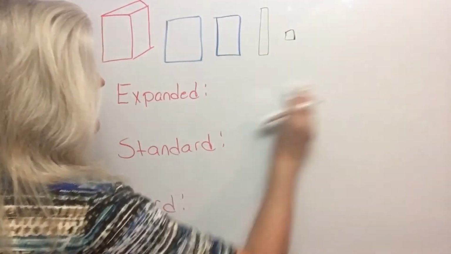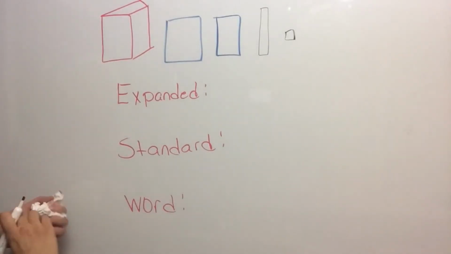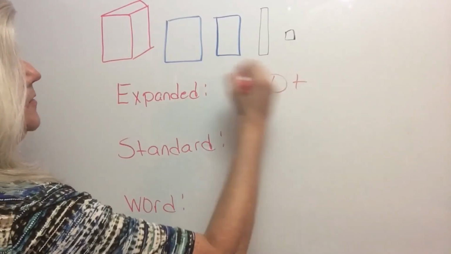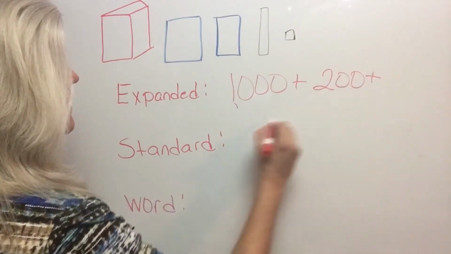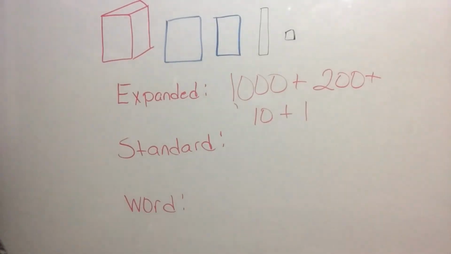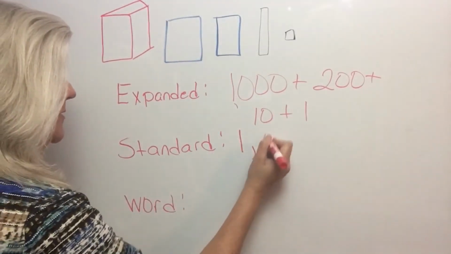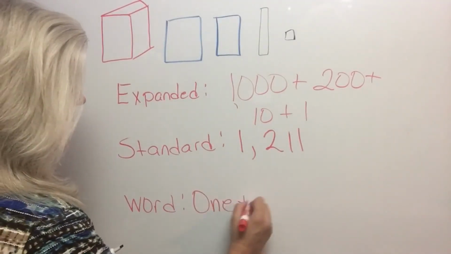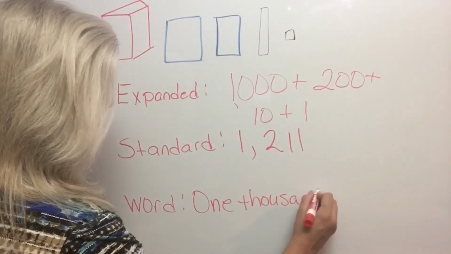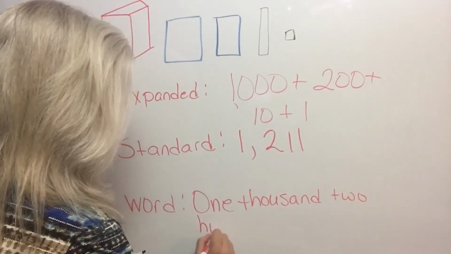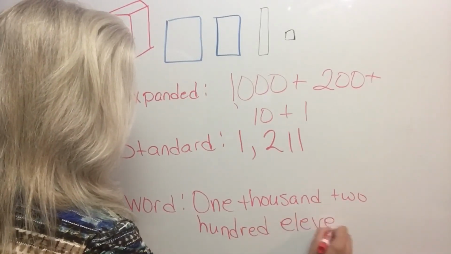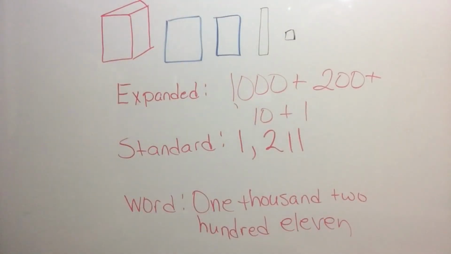So now let's write this in expanded form. So I have 1,000, 200, 10 plus 1. If I write it in standard form, 1,211. Make sure that you have written all of this in your workbook on page 7. Now I would like for you to work page 8.